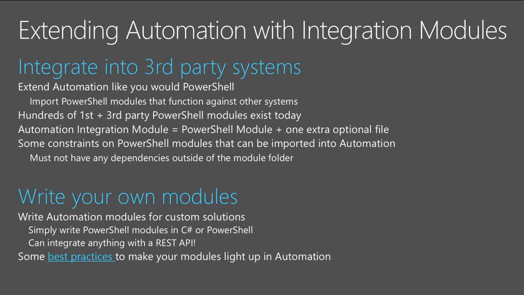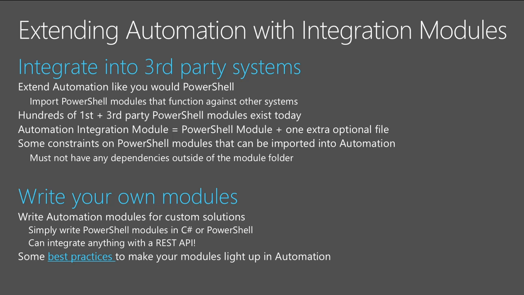The one thing that I want to call out here is that when you write your modules for Azure Automation, it's pretty much the same as you would in the ISE, except you can include one additional file called the connection file. It's just a JSON object which makes it easier for you to hook into and integrate with other systems. So that's just something to be aware of that you can take advantage of when you author your own modules.